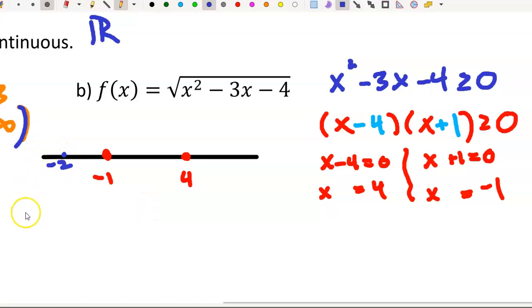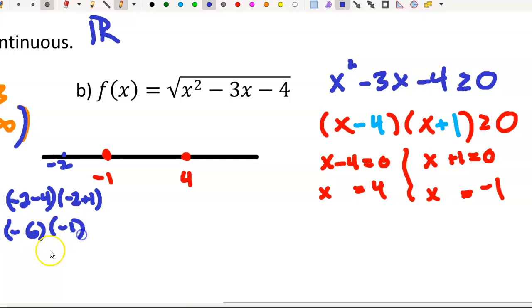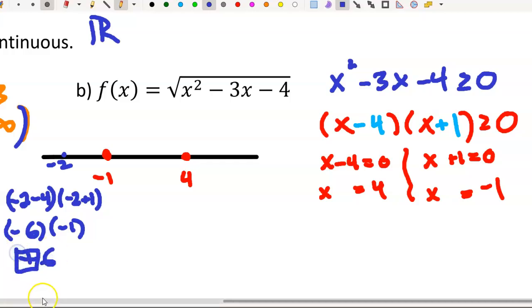So if I plug in -2, right, I'm just plugging -2 into both of these. You could plug it into the original function as well. The factored one is usually a little bit easier to plug it into, but whatever works. So -2 minus 4 and -2 plus 1, and we get -6 times -1, which is +6, right? And the main part there is that's positive.